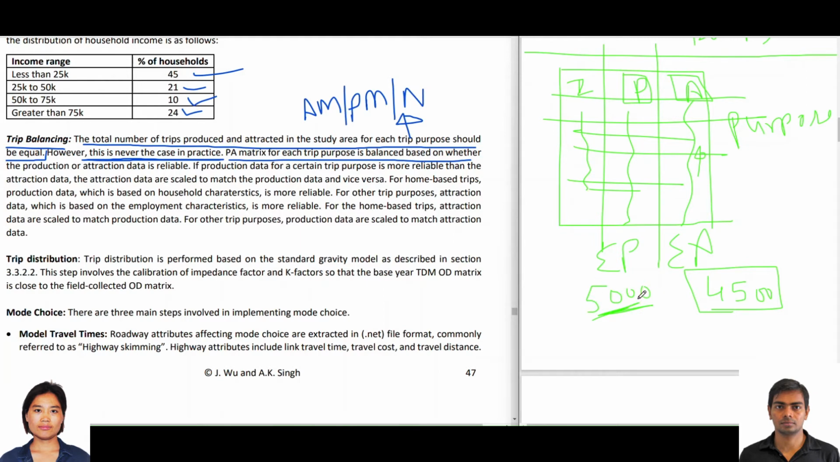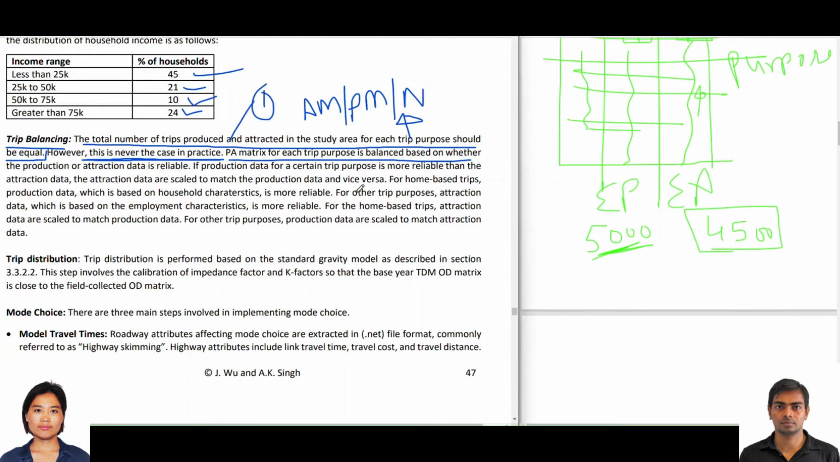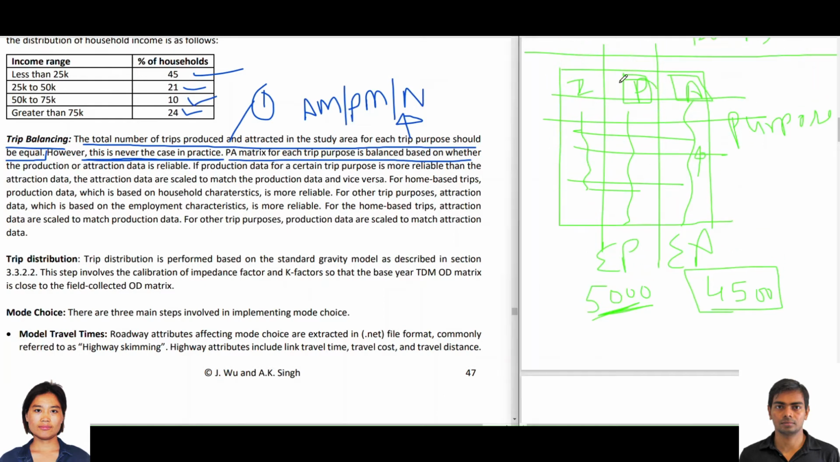The entire discussion comes down to whether to trust production or attraction. So trip balancing has two important components. First, production and attraction are barely balanced in practice. Point number two is that to balance them, we have to trust either production or attraction. We have to trust one of them because both of them are not matching, so we have to adjust at least one.